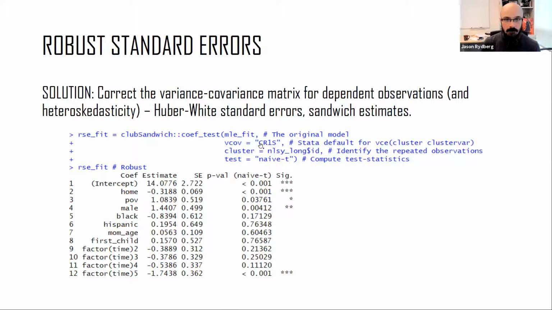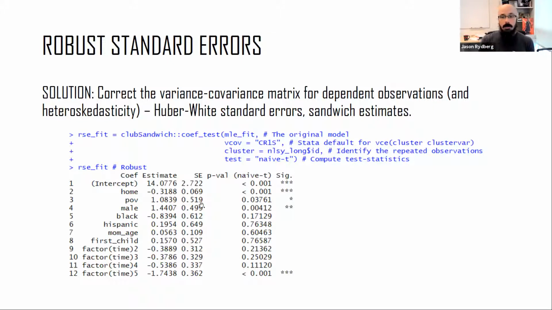So we indicate which type of matrix we want. We indicate the information on the clustering: what's the variable that identifies the unique units in our data? For us, it is the ID variable. And then how do you want it to compute the test statistics? There are a few alternatives here. There's no reason in this case not to use the naive t, which is basically our parameter estimate divided by our robust standard error. That gives us a corrected standard error, so we have a robust t statistic and a new p-value that comes with that.